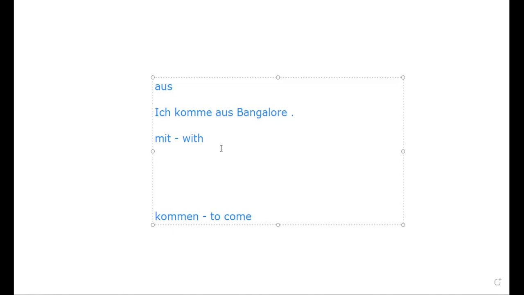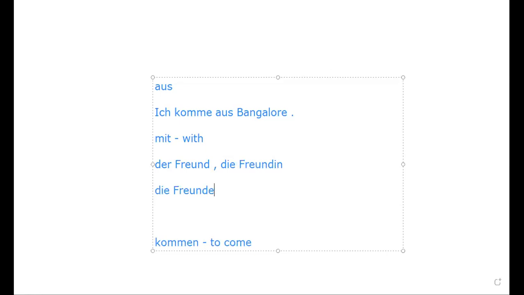Regarding this word, Freund, we should know about these three things. It's very, very important. Der Freund means male friend. Die Freundin means female friend. Die Freunde means friends in general. Der Freund means male friend, die Freundin means female friend, and generally, if you want to say friends, it is die Freunde. See the difference there: Freund, Freundin, Freunde.